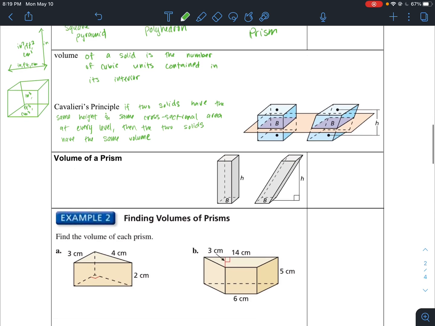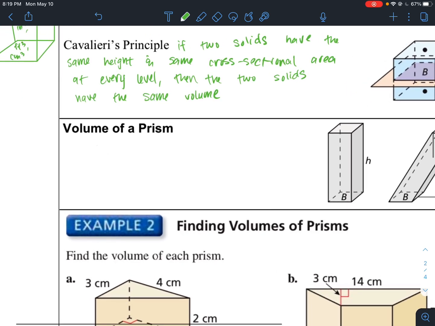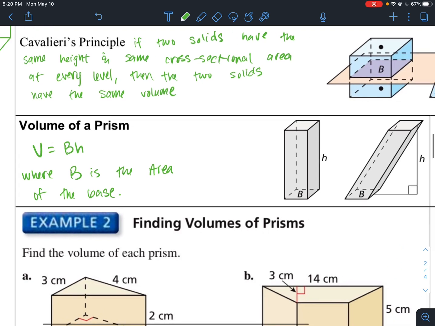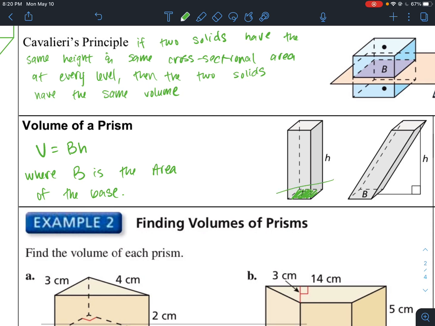Okay, so to find the volume of a prism, the volume of a prism is equal to the area of the base times the height, where B is the area of the base. You see B is the area of this base, and the volume is pretty much just like adding up every single level together inside the prism, and that's how you find the volume of said prism.